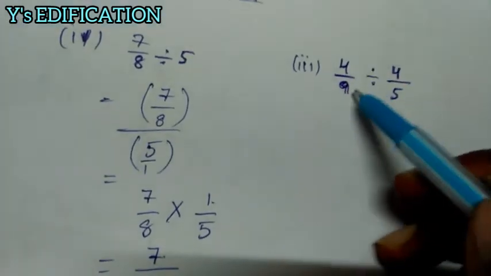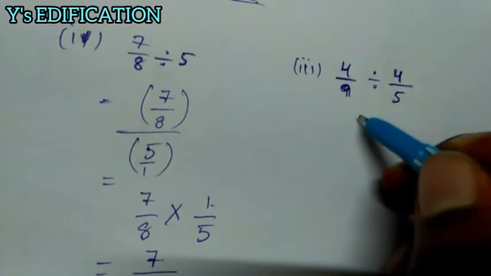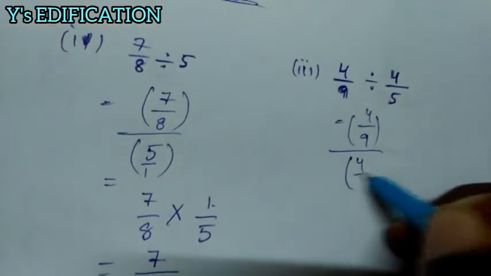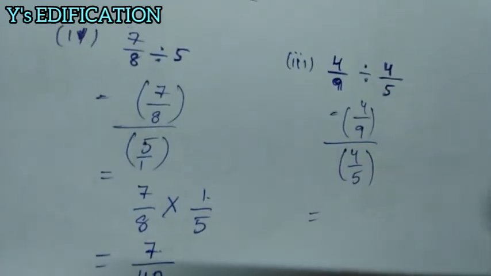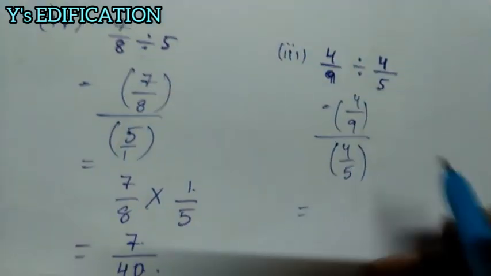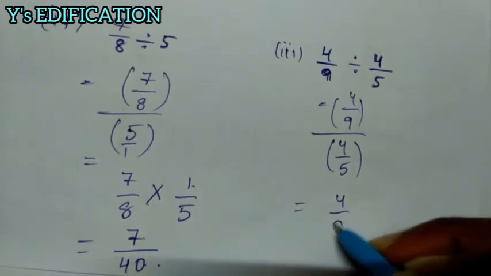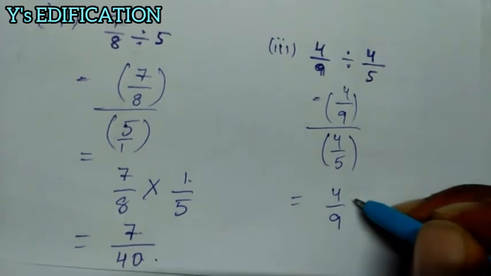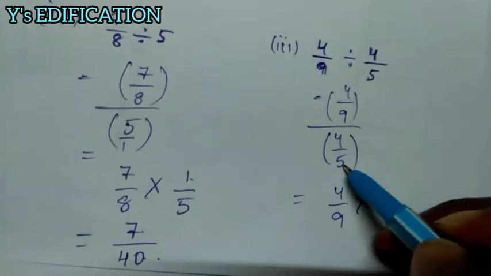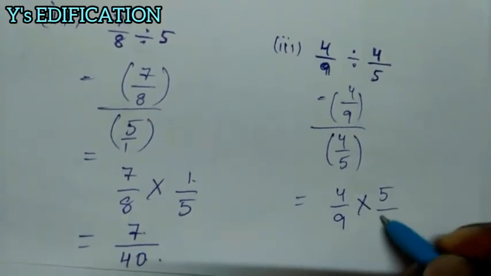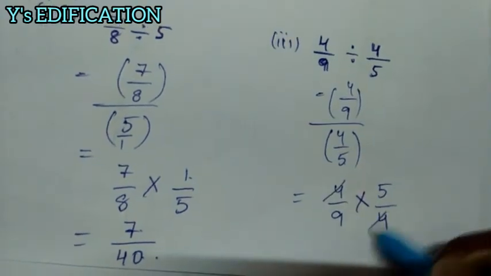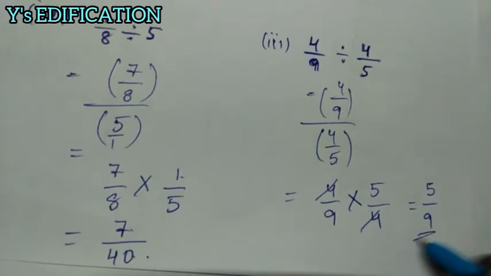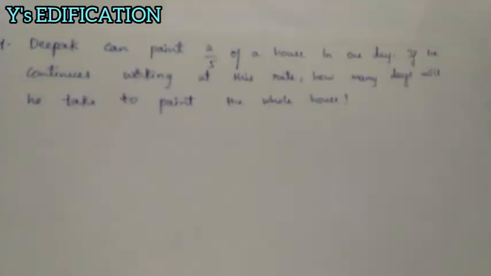Next one. 4 by 9 divided by 4 by 5. Now convert this into a multiplication. How will we convert? To convert this division into multiplication, we have to write the reciprocal of the denominator. Okay. So 4 by 5 becomes 5 by 4. Here 4 and 4 got cancelled. So what is left here? 5 by 9 is the answer.